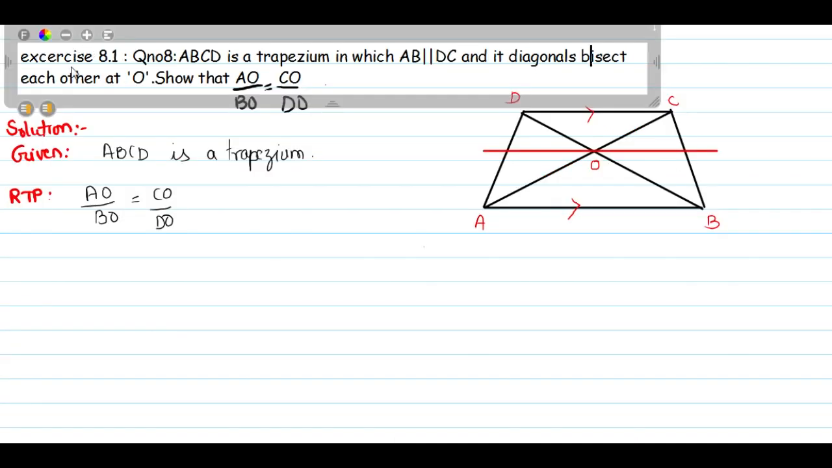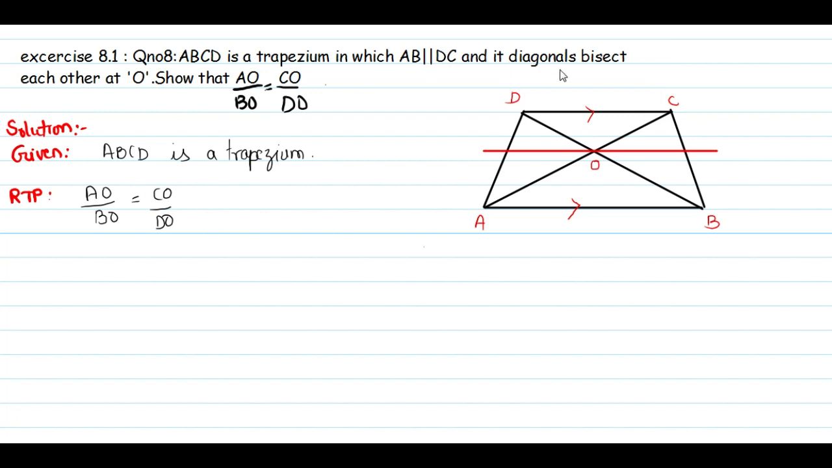In this question, which is question number 8 of exercise 8.1, it is given that ABCD is a trapezium in which AB is parallel to CD and its diagonals bisect each other at O. We need to show that AO by BO is equal to CO by DO. Let us understand the question first.